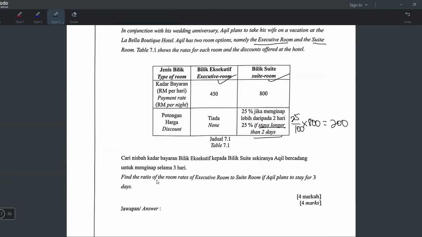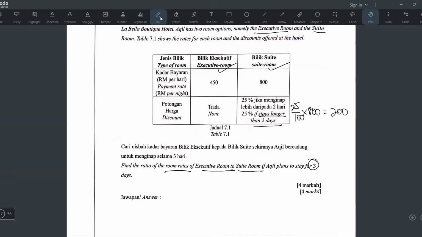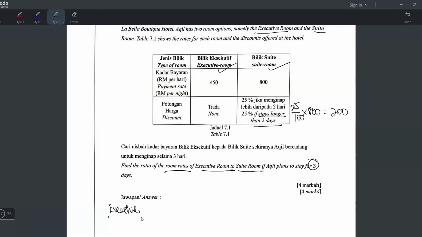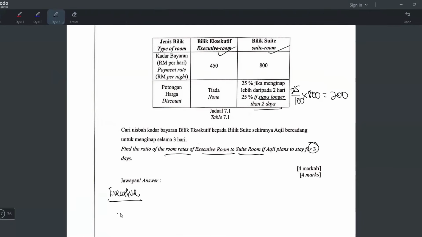Now what else? Find the ratio of the room rates of executive to suite room if Akil plans to stay for 3 days. So I think I have to find the room rate for executive for 3 days, then the room rate for the suite room for 3 days, and then find the ratio. Let's find the executive room rate first. The rate is RM450 per night, one night. You stay 3 nights, so 3 times 450. There's no discount, so no need to subtract anything. Using the calculator, 1350.